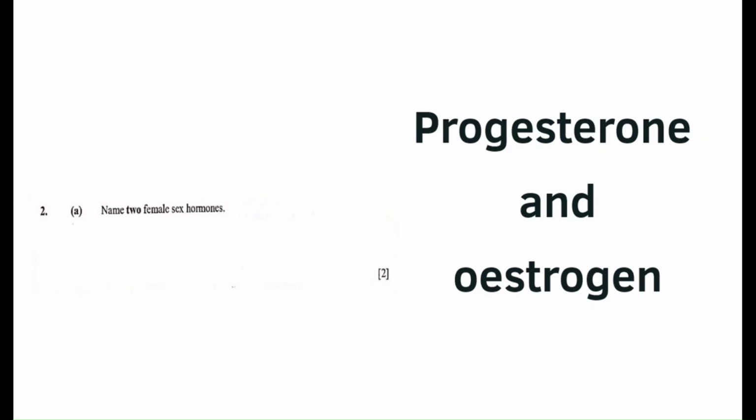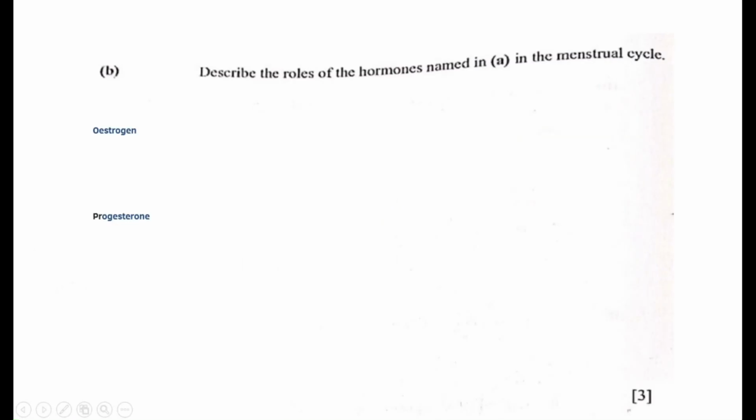These ones are the common hormones. Of course, you can talk about luteinizing hormone, follicle stimulating hormone, but it would be safe to stick with these ones. Describe the roles of the hormones named in A in the menstrual cycle. Estrogen, its main function is to cause the uterus lining to rebuild after menstruation. Remember, menstruation is that process where the endometrium or that inner lining of the uterus degenerates and is expelled with blood, with the dead egg, as well as some blood vessels which they have formed.